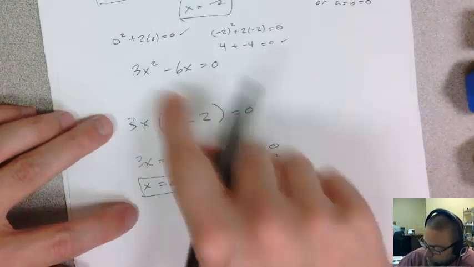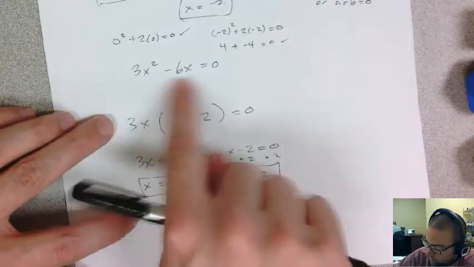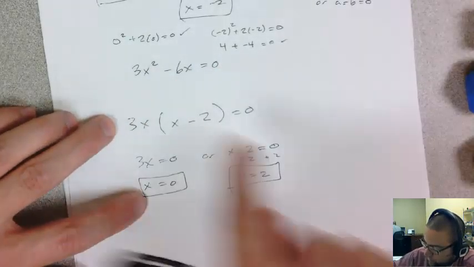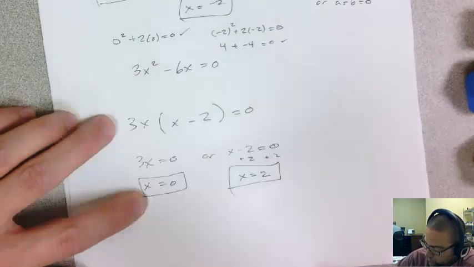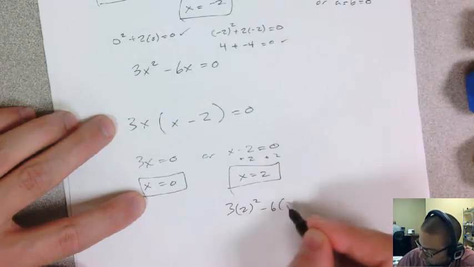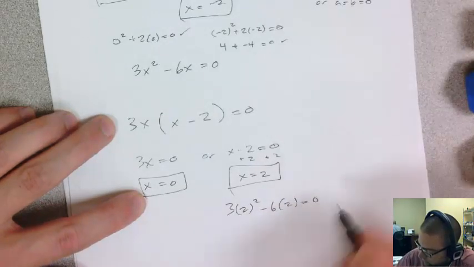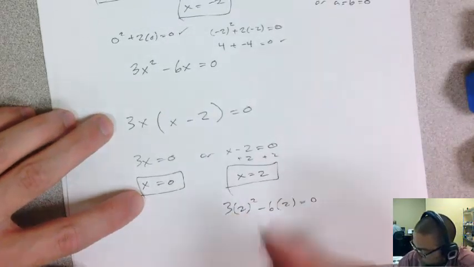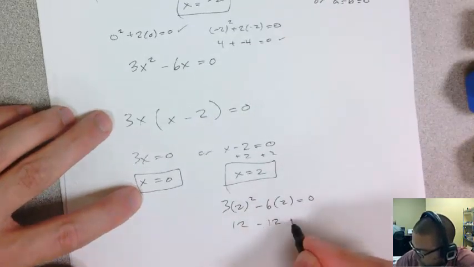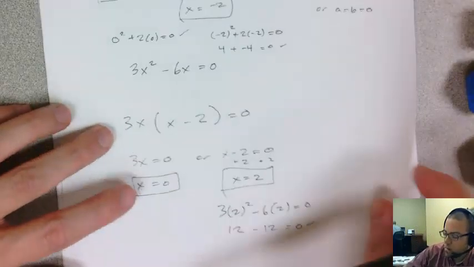Okay, and I could plug them back in to check. So 0, obviously this one's going to make it 0. But 2, so 2 squared is 4. Let me just do it. 2 squared is 4. 4 times 3 is 12. And then negative 6 times 2 is negative 12. And yeah, it checks out. Okay, let's just do 2 more.